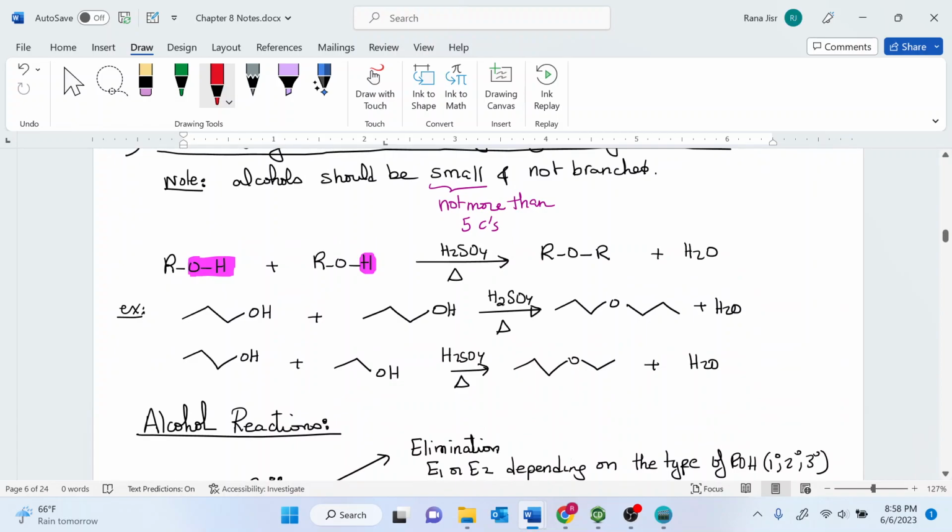You cannot combine 2 alcohols together otherwise. This reaction happens in presence of heat and an acid. And all that you're doing here is losing an OH from one of the alcohols and the hydrogen from the other. This is why we call this reaction a dehydration reaction, because you are losing water, an OH and the hydrogen, and you are making an ether in this case.